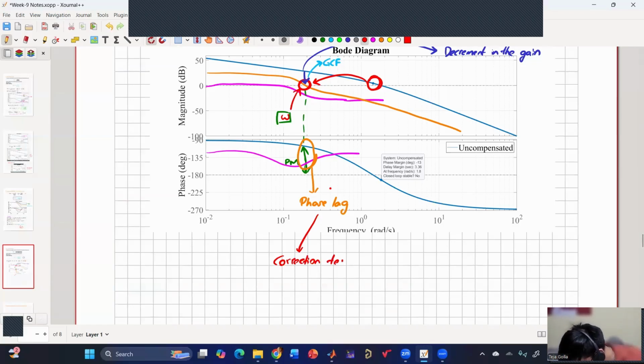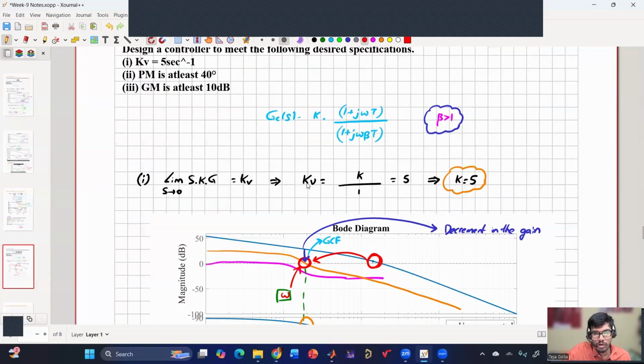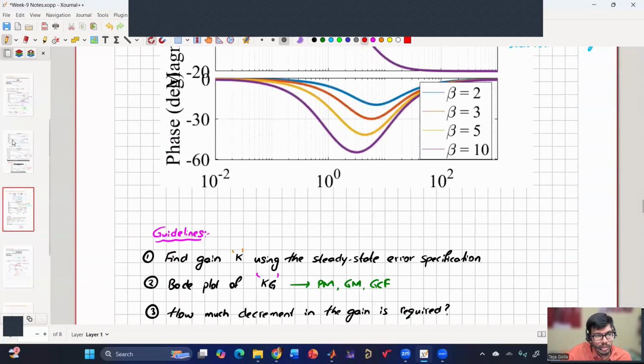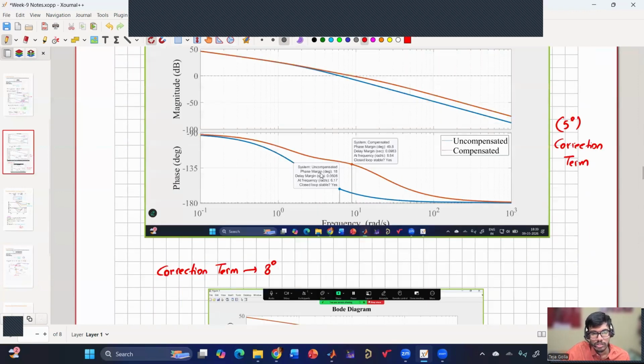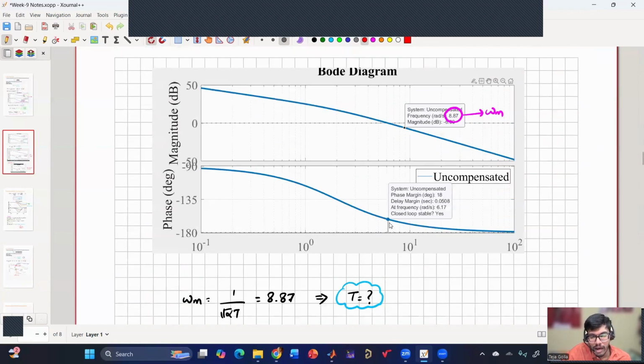In the case of lead, because the gain crossover frequency is shifting towards the right side, we will be needing additional phase other than what we will be needing at this point. So the two reasons are different. Here our gain crossover frequency is slightly shifted toward the right side. So whatever phase that we'll be needing at this point will be lesser than what we'll be needing when the crossover frequency is shifted towards the right side.